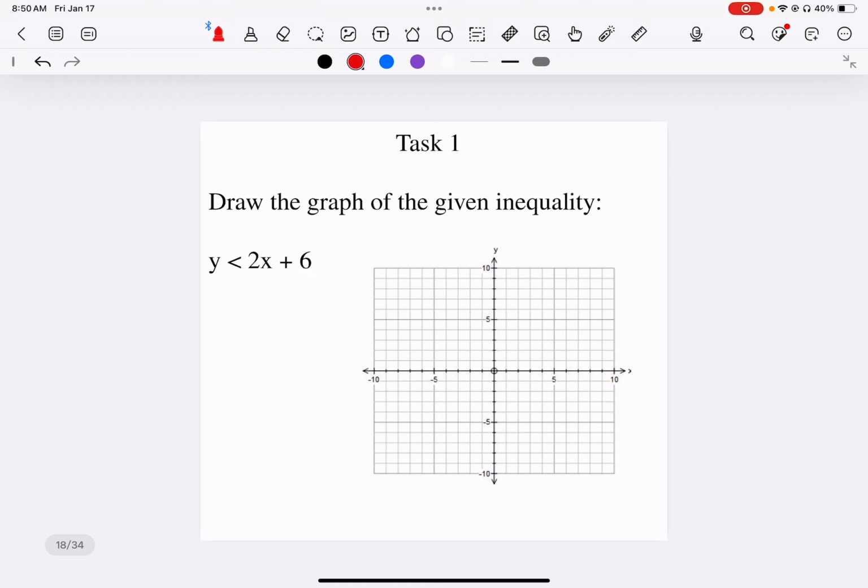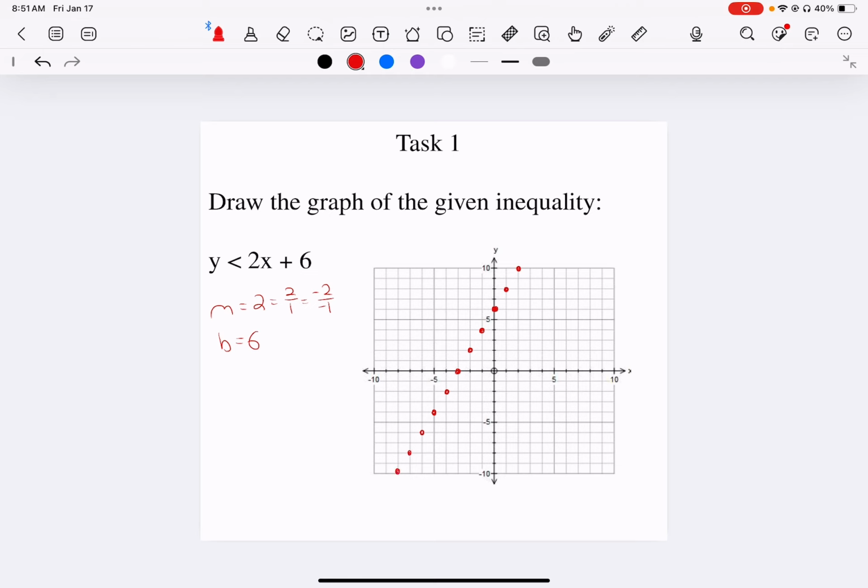Draw the graph of this inequality. y is less than 2x plus 6. So I'm going to start by determining my slope and my y-intercept. My slope is 2, which is 2 over 1, or negative 2 over negative 1. And my y-intercept is 6. So I'm going to start at 6, then I'm going to move up 2, to the right 1, up 2, to the right 1. I'm also going to go the opposite way, down 2, to the left 1, down 2, left 1. And again, you want to plot as many points as possible.